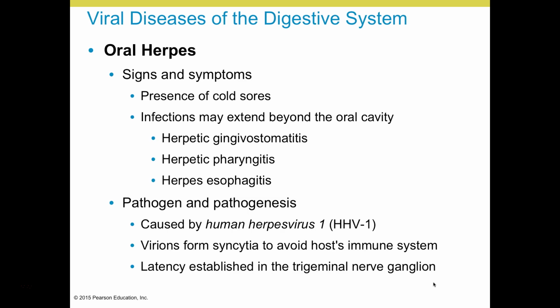Okay, so now we're going to move with the viruses. And we start with herpes. Oral herpes is caused by herpes 1. And these actual infections are in the oral cavity, but it can move into gingival stomatitis, pharyngitis, and even esophagitis. Okay?